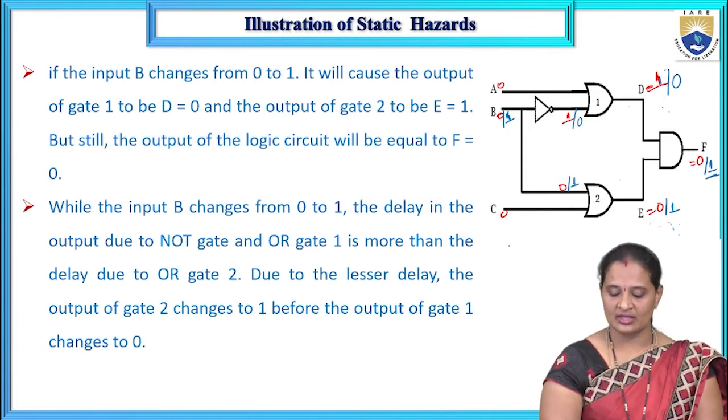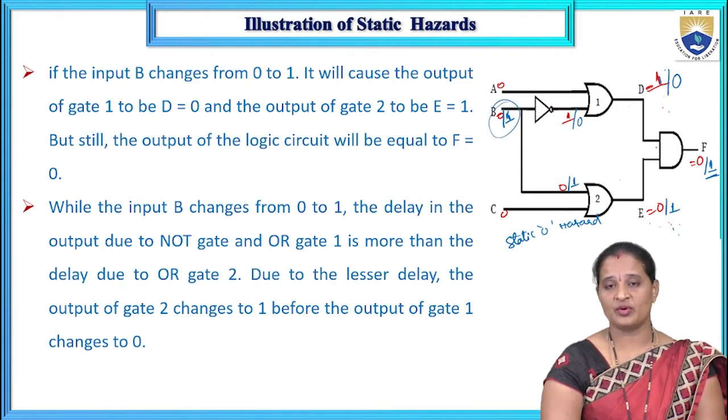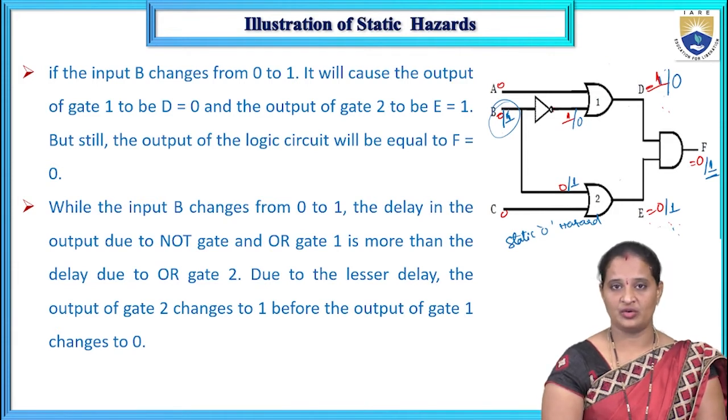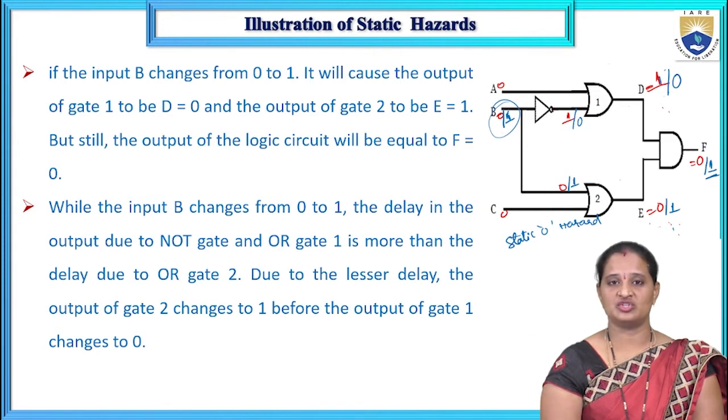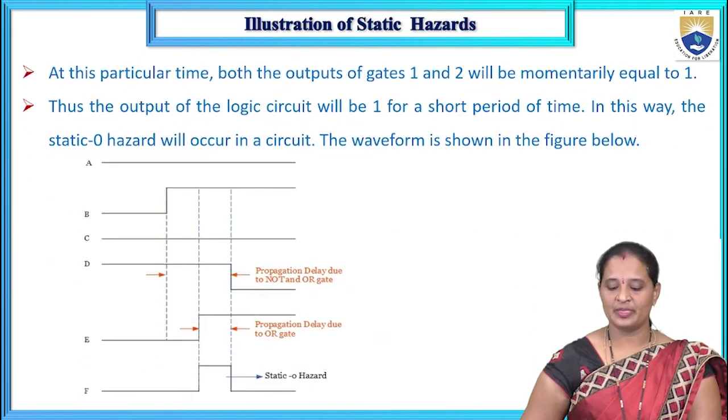So that is why we are saying that there is a static 0 hazard present in this circuit. Why? Because even though the input B has changed to 1, the output of the AND gate should be 0. But momentarily, due to the delay of OR gate 1 being greater than the delay of OR gate 2, before the D output changes to 0, the E output changes to 1, and hence for that instant of time, the function output becomes 1. Instead of remaining at logic 0, the output changes to logic 1. So that is how we can say that there exists a static 0 hazard.